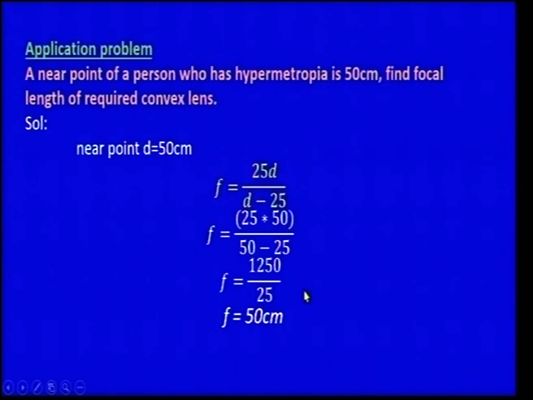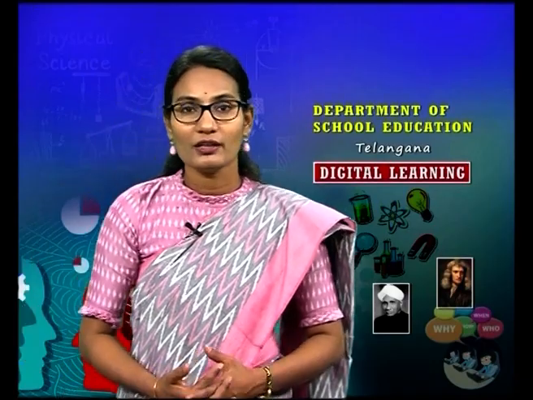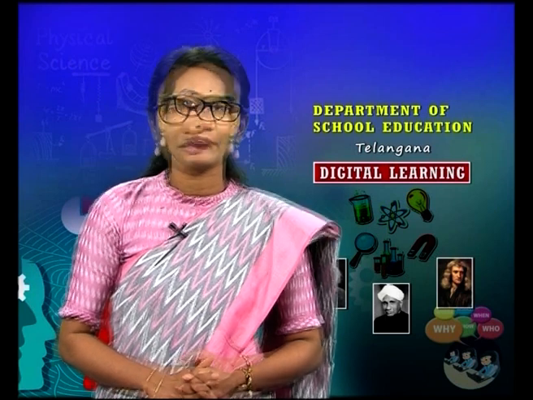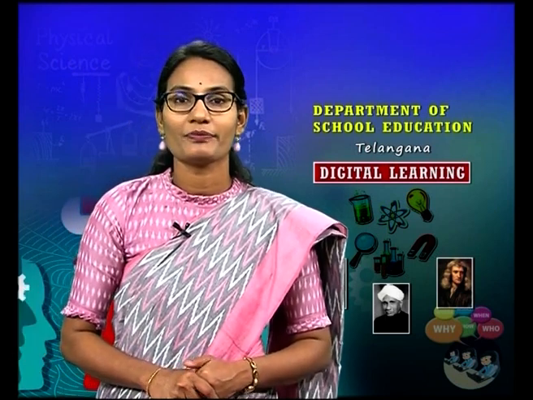Then the focal length is equal to 50 centimeters. Like this, we can calculate the focal length of the convex lens which is used to correct hypermetropia. Let's discuss presbyopia.